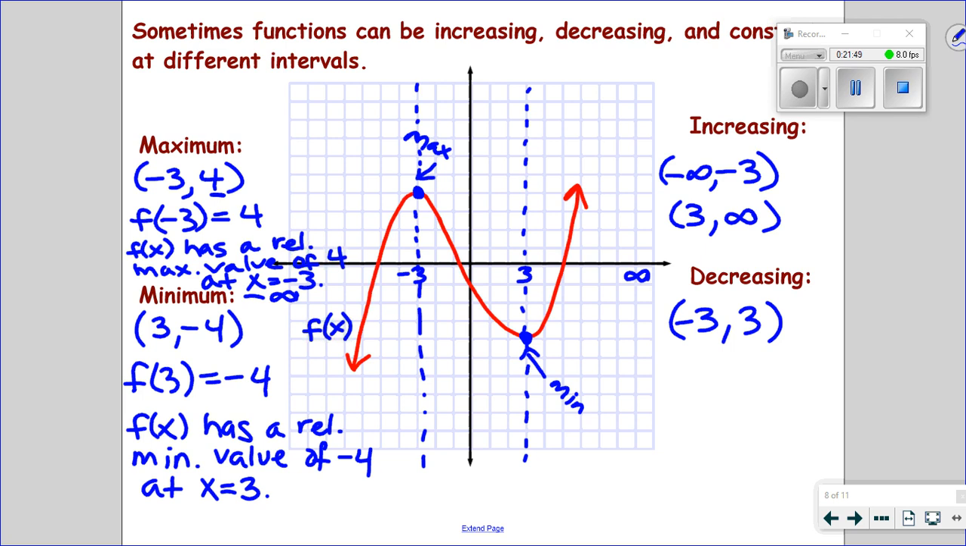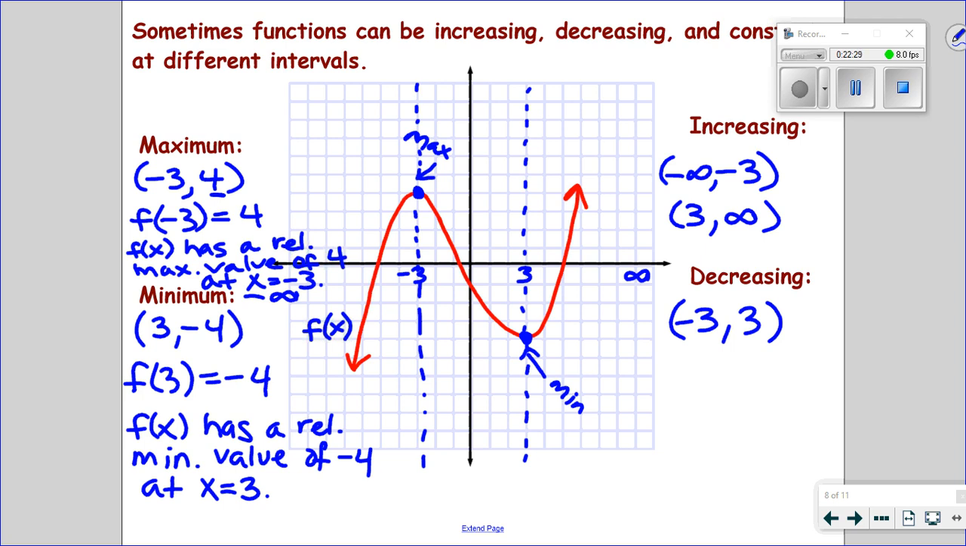Okay, now I need to clarify one thing. If you have more than one interval, so notice that we had 2 intervals of increase, should you use the union symbol in between the intervals? And the answer to that is no. Now why? In this case, we would not use that union symbol because the union of 2 sets means that we're combining the 2 sets. So you're finding elements that are in set A or set B.